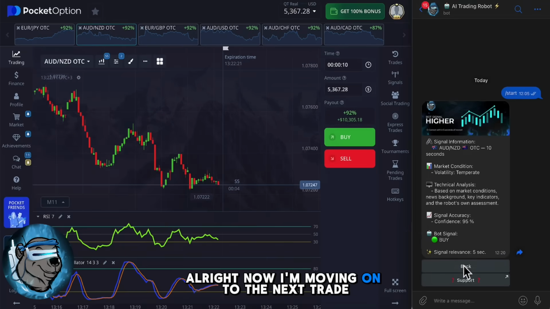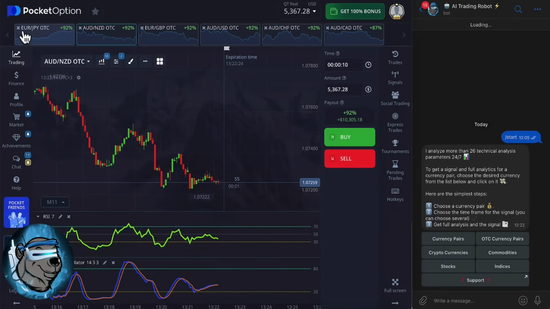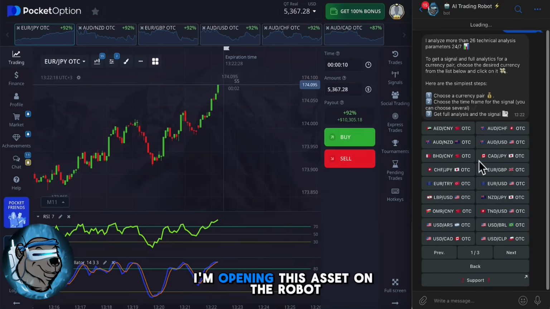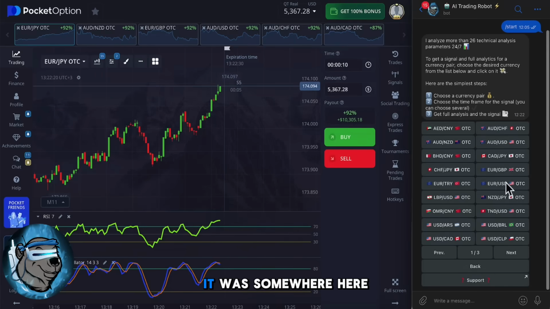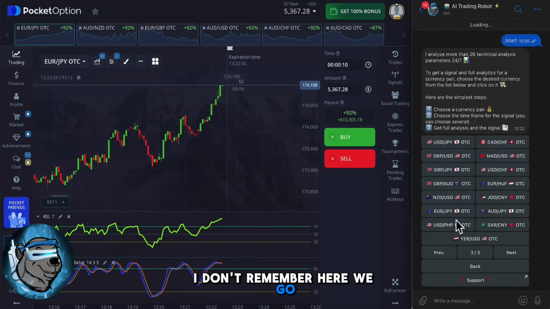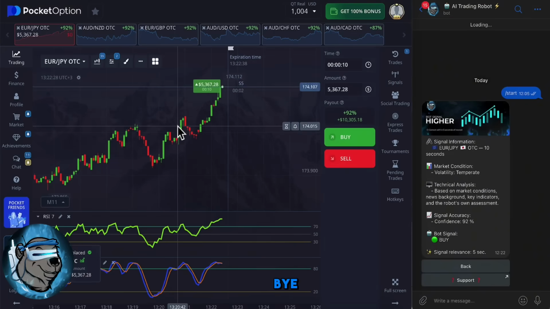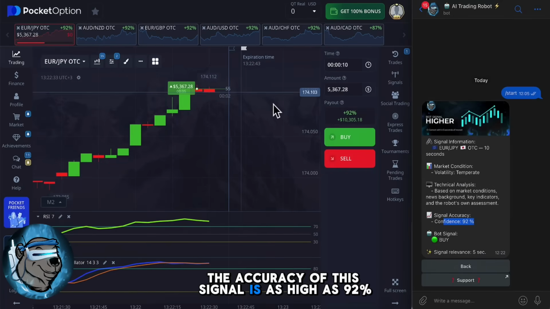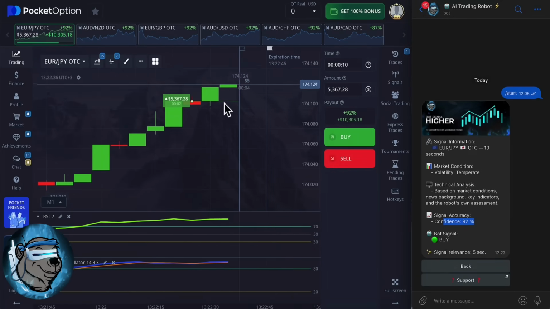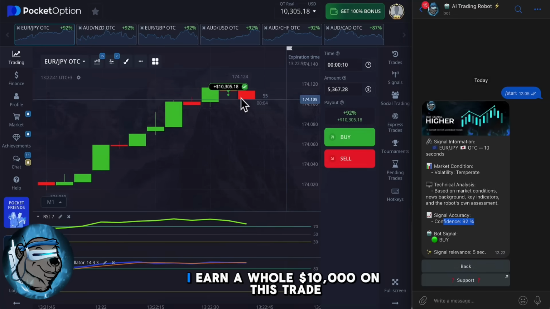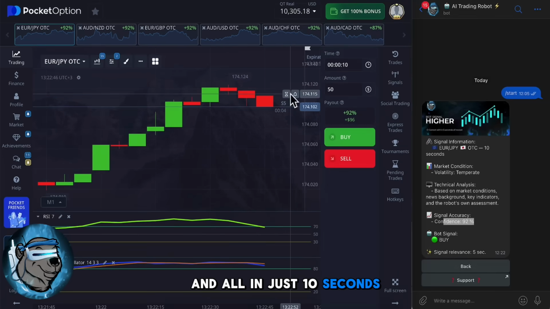Alright, now I'm moving on to the next trade. Euro, Japanese yen. I'm opening this asset on the robot. It was somewhere here, I think, maybe on the next page or not, I don't remember. Here we go, 10 seconds. Buy. I've opened a buy trade. The accuracy of this signal is as high as 92%, which is great overall, since this trade closes in profit. I earn a whole $10,000 on this trade, and all in just 10 seconds.